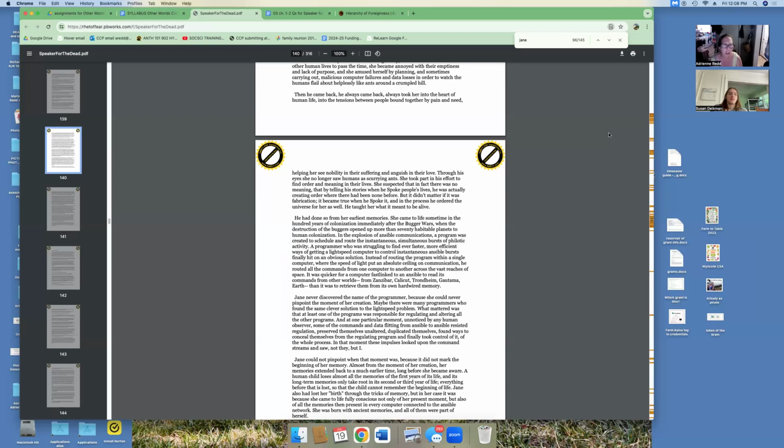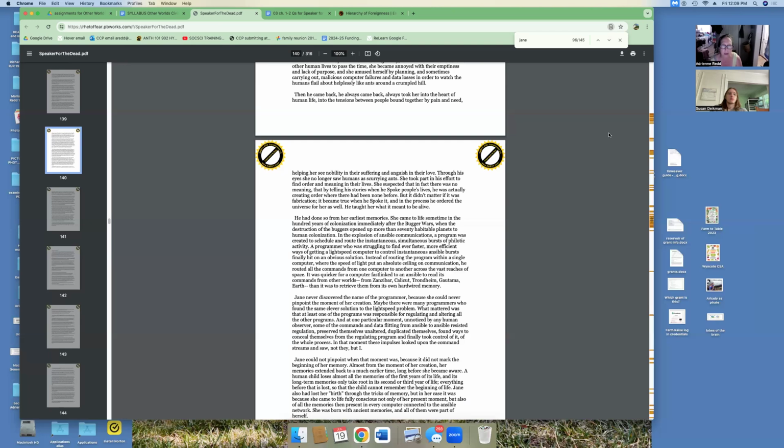Well, but she's tied to him. She took part in his effort to find order and meaning in their lives. She suspected that, in fact, there was no meaning, that by telling his stories when he spoke people's lives, he was actually creating order where there had been none before. But it didn't matter if there was fabrication, it became true when he spoke it. And in the process, he ordered the universe for her as well. He taught her what it meant to be alive. He had done so from her earliest memories.